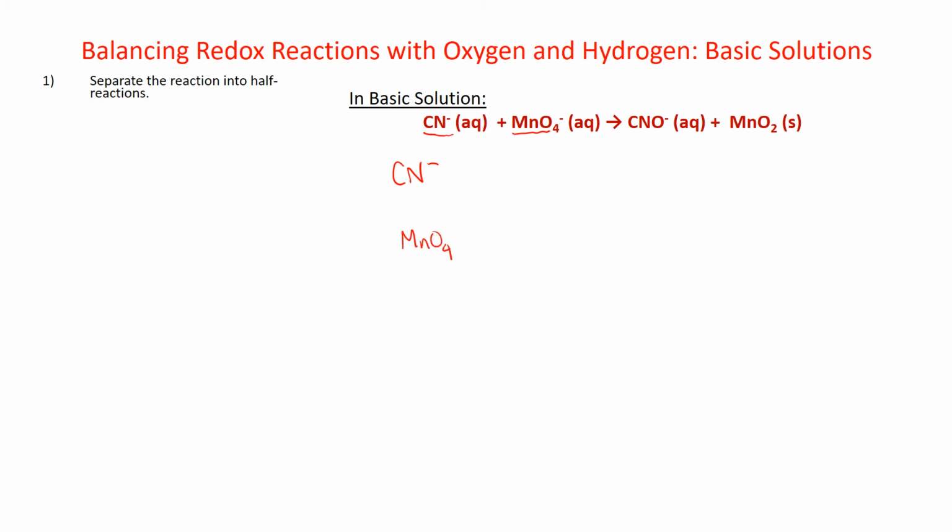On the product side of both of these, I'm going to take the products that I'm given and match them up. So cyanide ion corresponds to CNO, which is the cyanate anion, so CNO minus. And, oops, I forgot my charge on the permanganate. That's supposed to be a negative charge there. On the product side for permanganate, that matches up with manganese dioxide, MnO2.